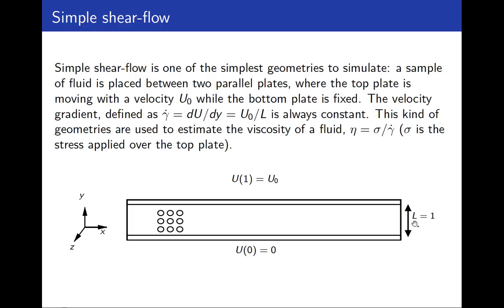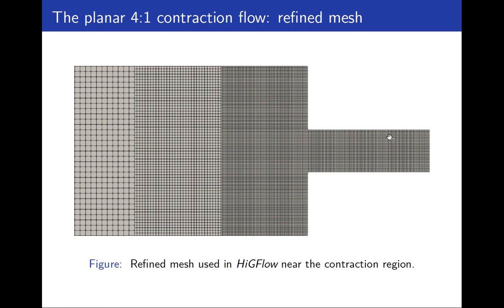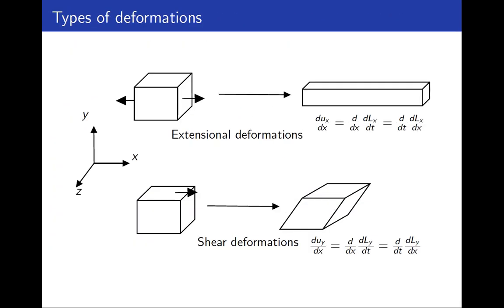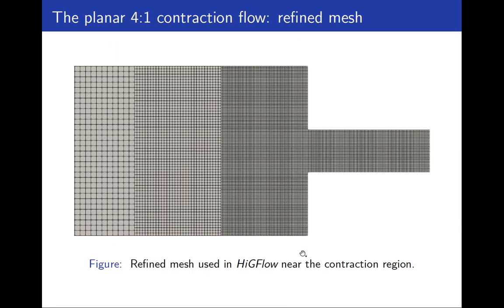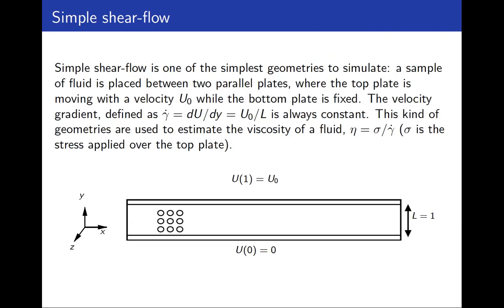You already know the distance between the two plates, and you of course know the velocity at which the top plate is moving. So you remember Newton's law of viscosity, which is this one. The viscosity can be calculated as the ratio between the shear stress and the shear rate. And these kinds of geometries are used to estimate the viscosity.